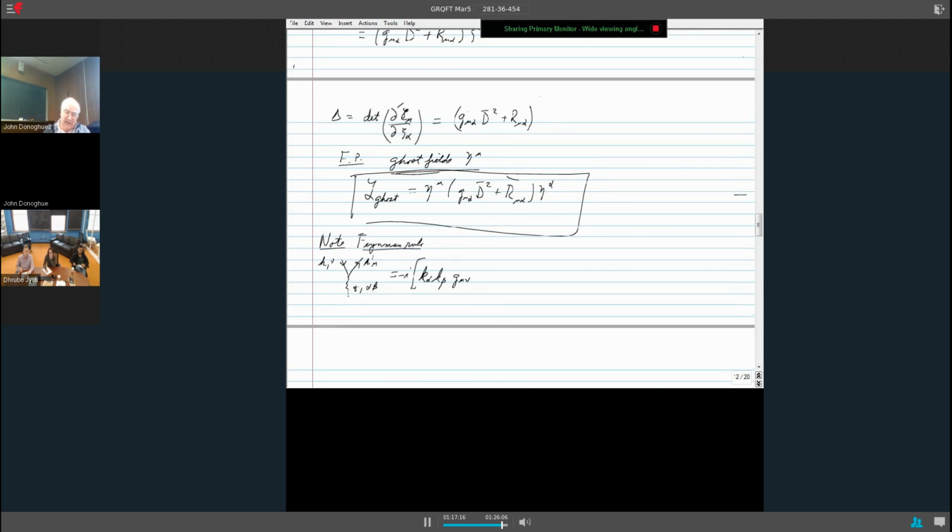Eta is my ghost field. Okay, so I've defined these fields. I need one for each gauge constraint, so they carry a Lorentz index, and that's it. There's the ghost Lagrangian. You add that to the rest of it. I'll summarize in just a minute.